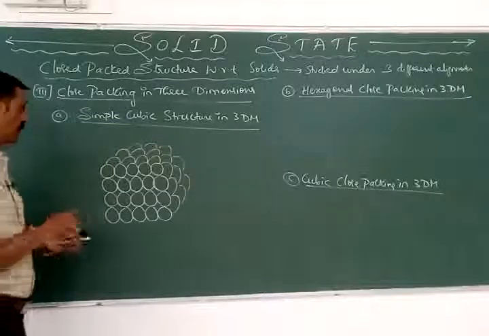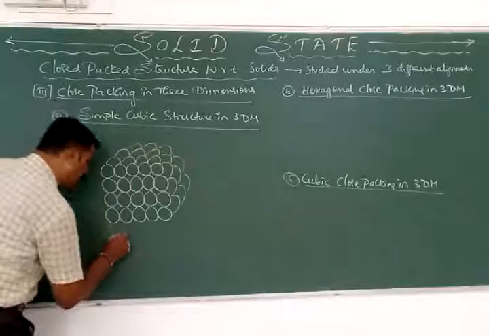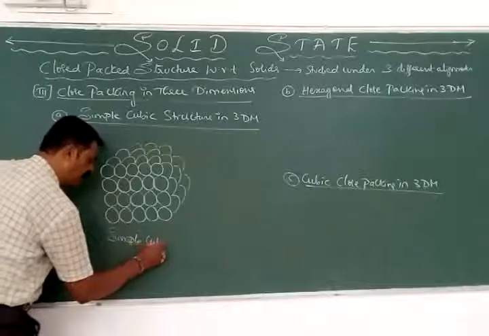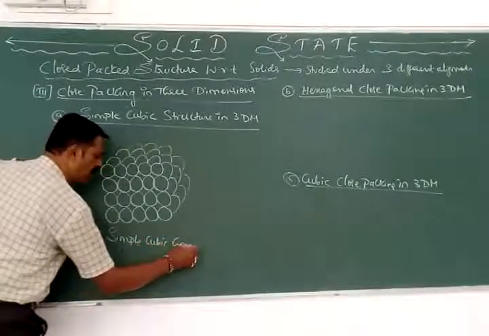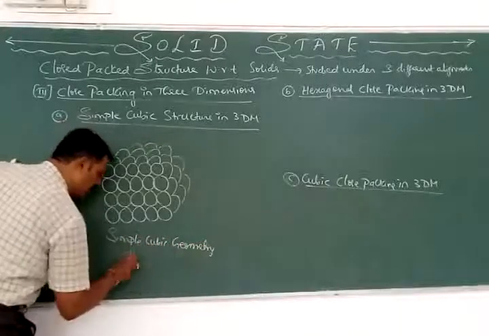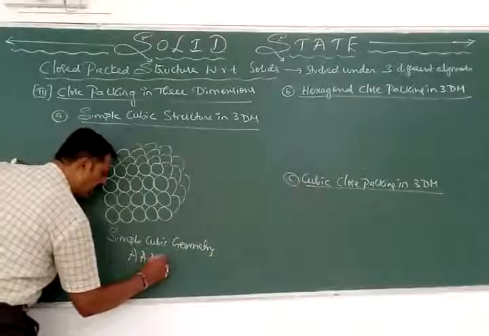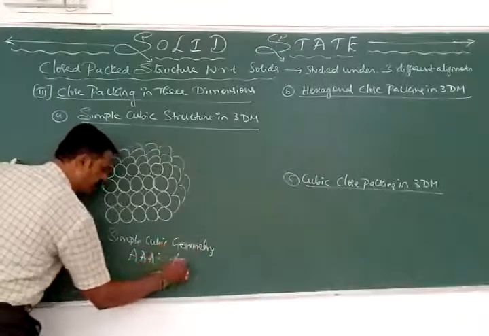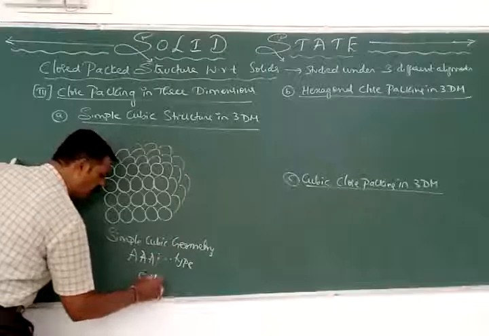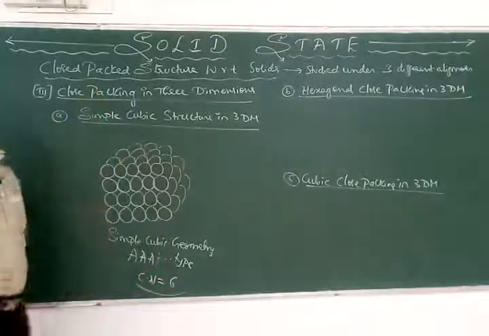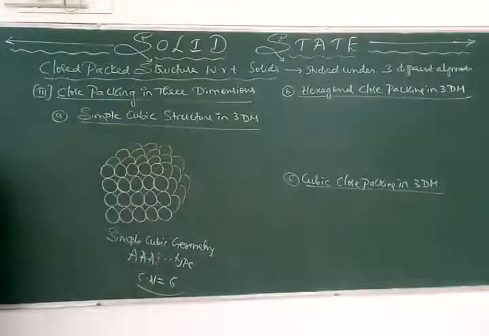So here the geometry of that one is found to be the simple cubic geometry, or it may be the shape. This also is of the AA type, with the coordination number equal to what? 6 here. With the coordination number of what? 6.